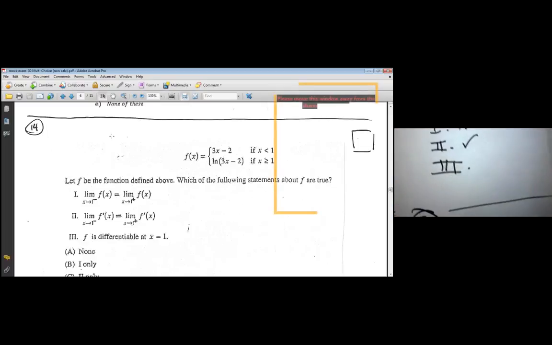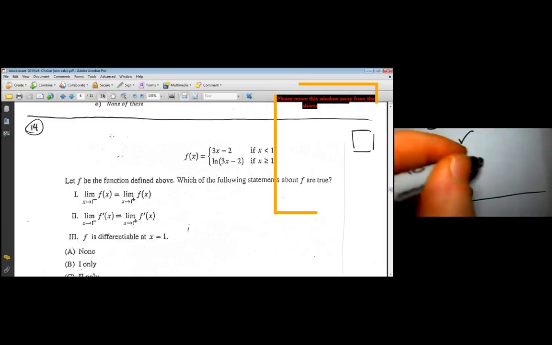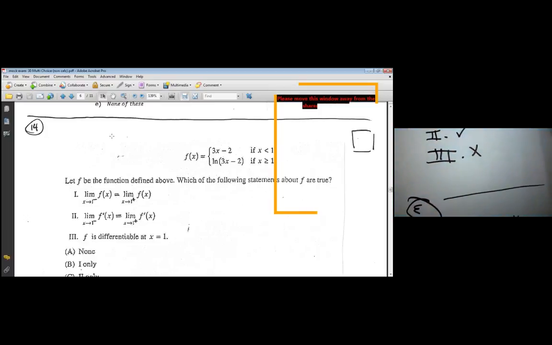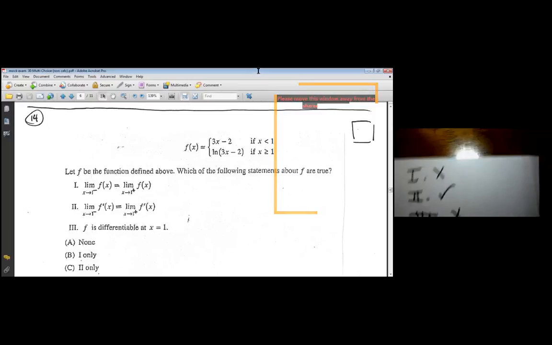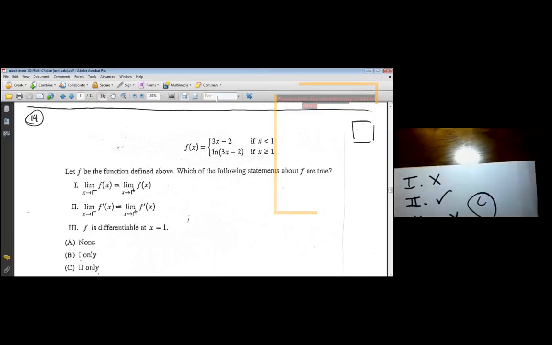Check out three. It's differentiable at one. Can't be. Limit doesn't exist. Can't be there. It's not continuous. Only one I'm getting is number two. So that would be two only. And two only would be choice C. So for that one, we are at C.